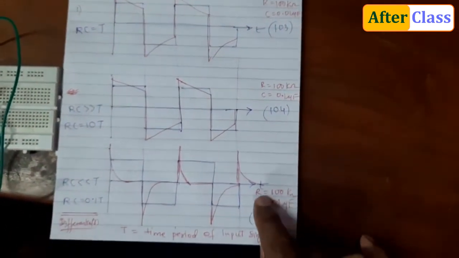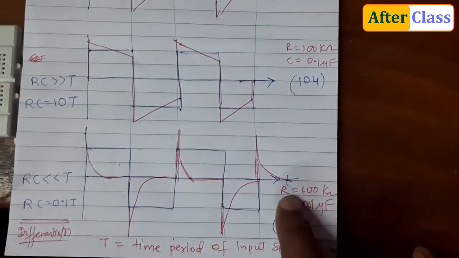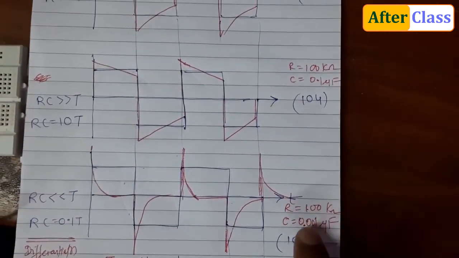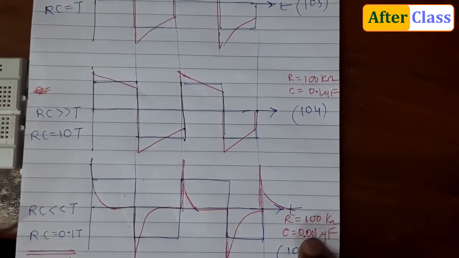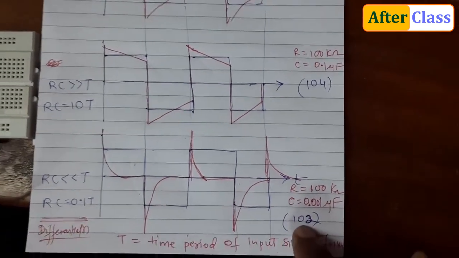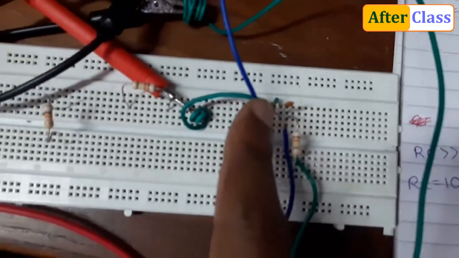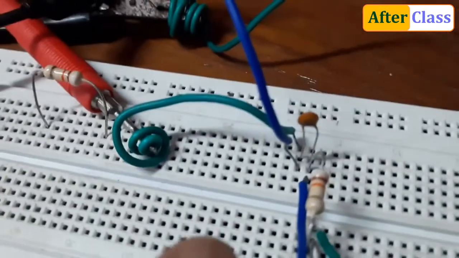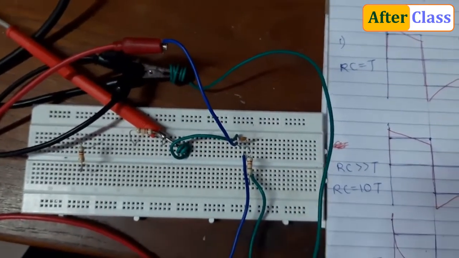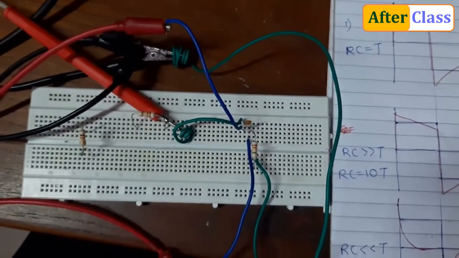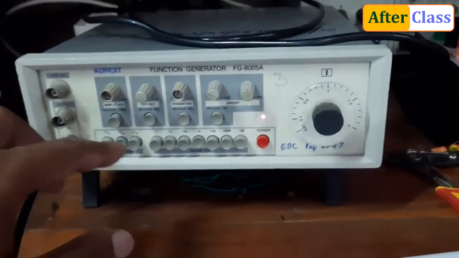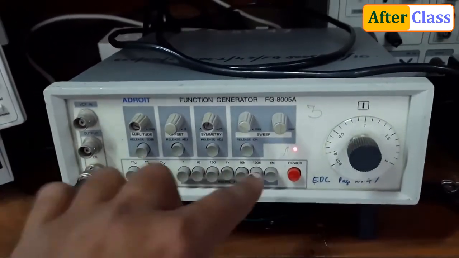In this case, we will see this case only. The resistor is 100 kilo ohm and the capacitor is 0.001 microfarad, that is 102 number. The same thing I have placed over here: we have a capacitor 102, and then a resistor here of 100 kilo ohms. It is not exactly 100, it is slightly less than that. Then I have given an input of 2 volts, a square wave input at 1 kilohertz.